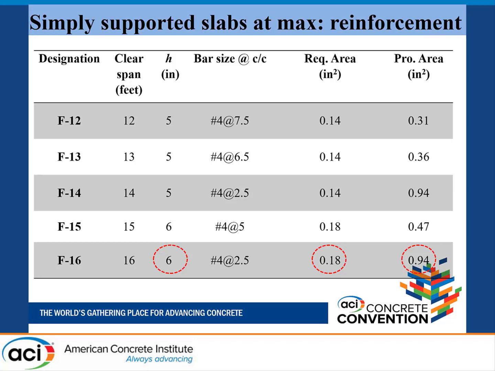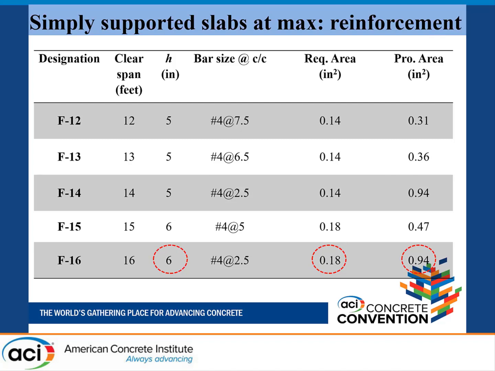For example, if you see this slab here, 16-foot long slab, it has a thickness of 6 inches, but you see I utilized a reinforcement of number 4 bars at maximum, minimum spacing, and I wanted to put as much reinforcement as I could. So you see the required area is just 0.18 inches squared per foot, but I'm utilizing 0.94 to cope with the deflection problem. So this is the effect of having a lower modulus of elasticity of GFRP bars.